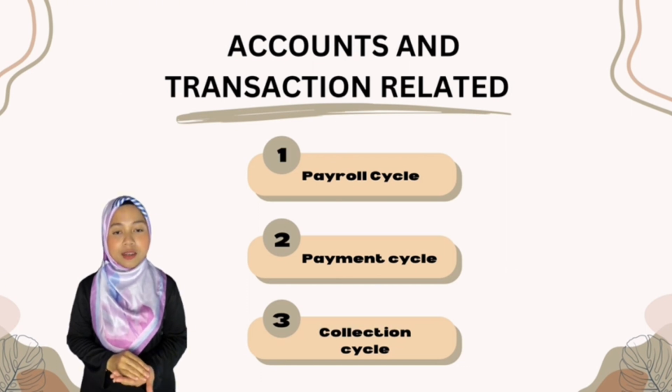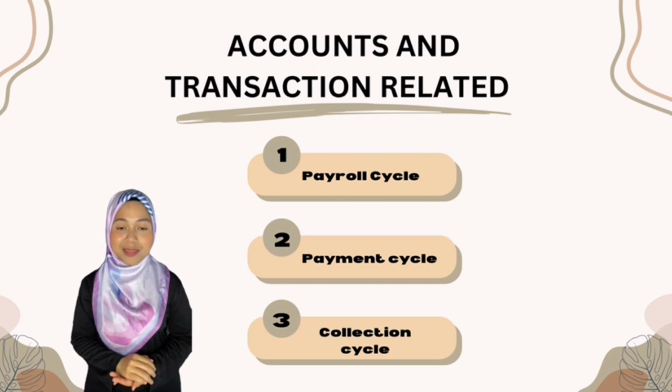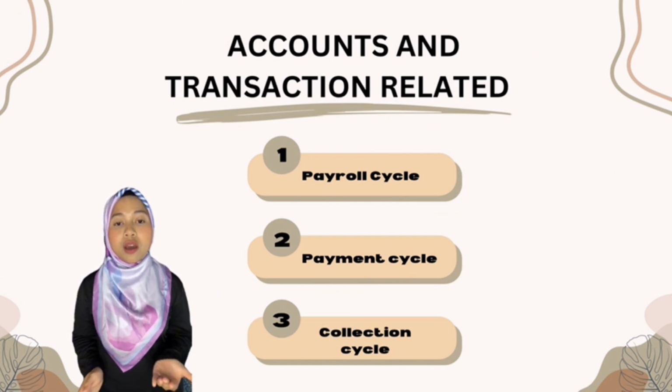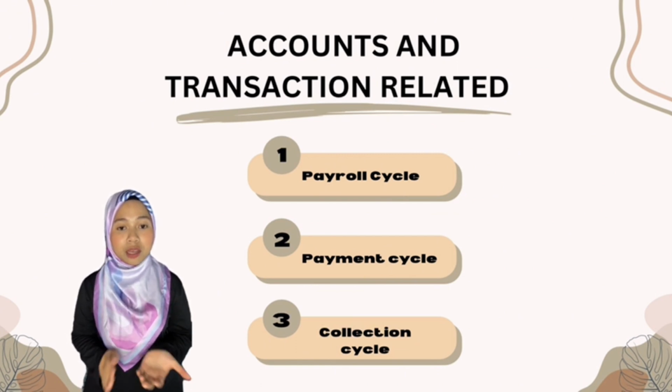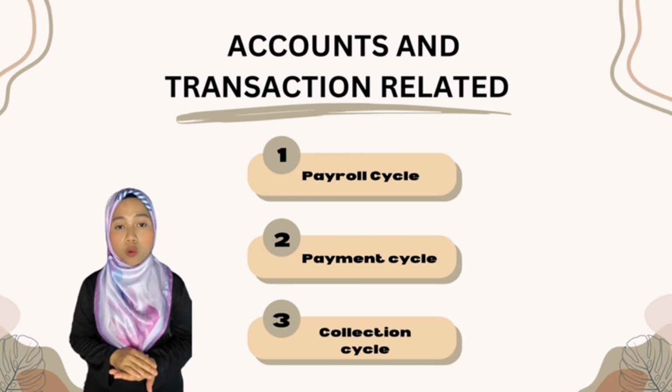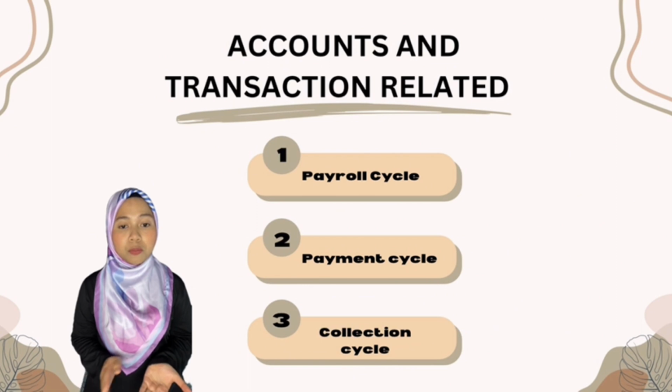Now, we look further at the accounts and transactions related. There are three main cycles for the inventory and warehousing cycle. The first one is the payroll cycle. The payroll cycle is the list of tasks performed while processing payroll when we pay the employee for a set period or on a given date.